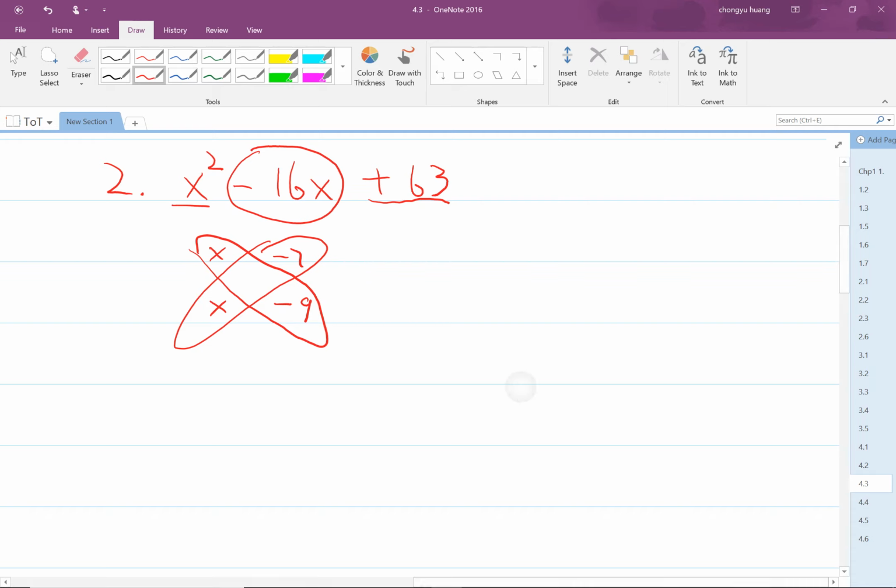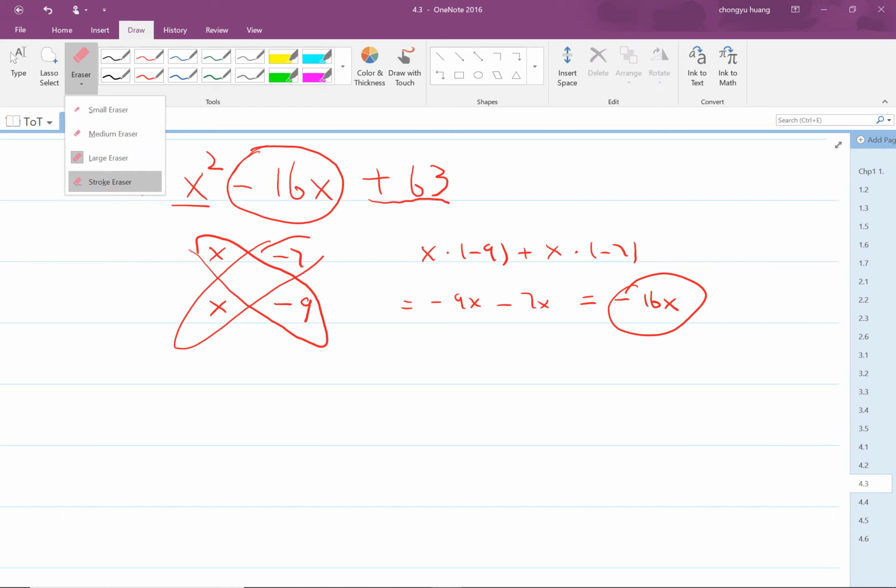So over here we have x multiplied by negative 9, plus x multiplied by negative 7, right? So we have negative 9x minus 7x, so it's exactly negative 16x. So we know we got the right combination, because those two numbers are the same.